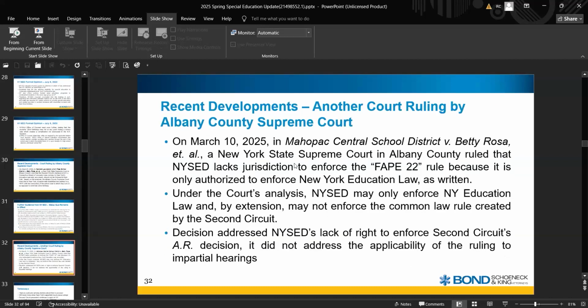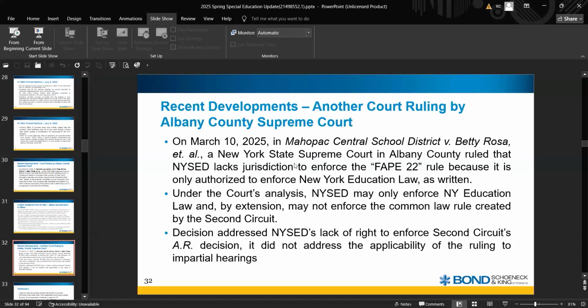We have in March of this year yet another Albany County Supreme Court decision. So as I was saying, this is the lowest New York State court. This court differed a little bit from what the Albany Supreme Court did in 2024. Instead of saying whether it's a denial of FAPE or not, they really took up the issue of what authority does a New York Supreme Court have to enforce a Second Circuit decision?